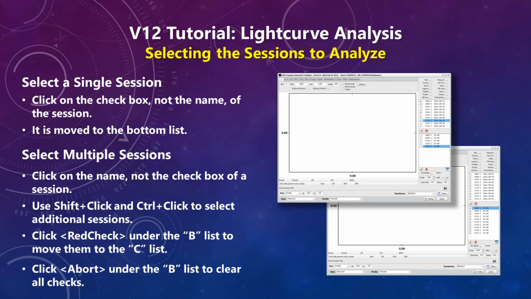Click the prohibited button under the B list to clear all the checks. Unchecking a box in the top or B list is like a product recall. Those recalled sessions are removed from the bottom C list.